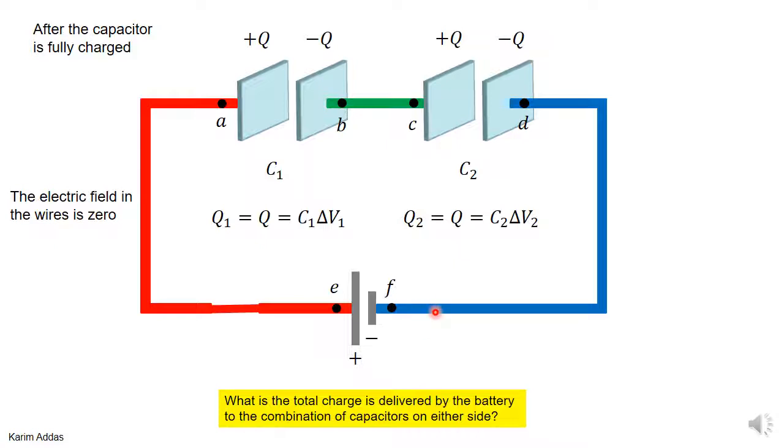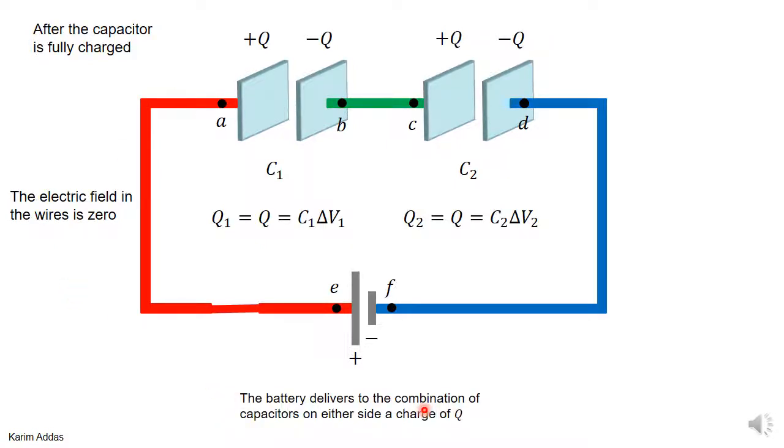So the question we have now is, what is the total charge that's delivered by the battery to the combination of capacitors on either side? This battery, how much charge does it deliver on the left side, for instance? The battery delivers an amount of charge big Q. Remember, the charge on this plate and this plate is not charge delivered by the battery. The battery actually cannot deliver charge to these two plates because there's empty space here and there's empty space here. So all the battery did is supply an amount of charge big Q on this left plate.